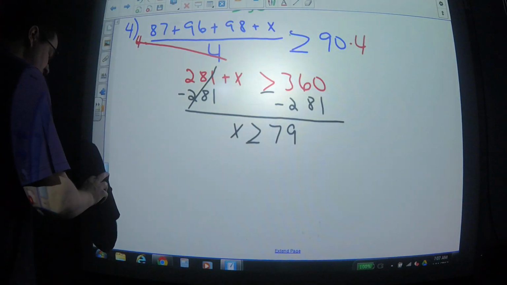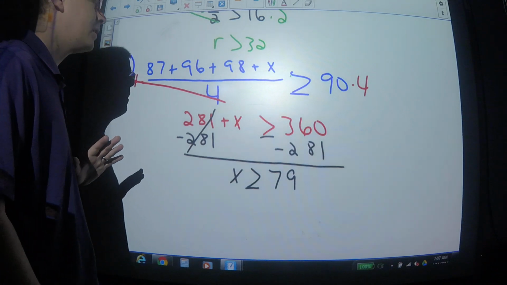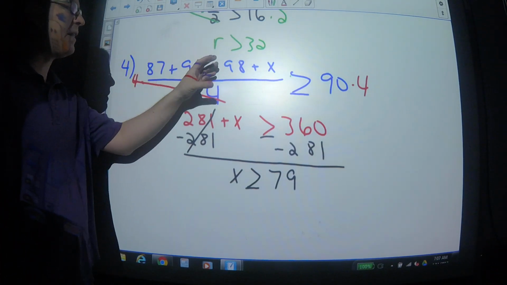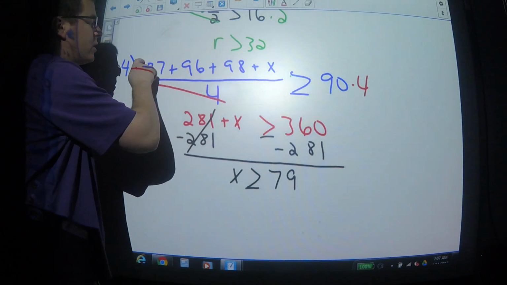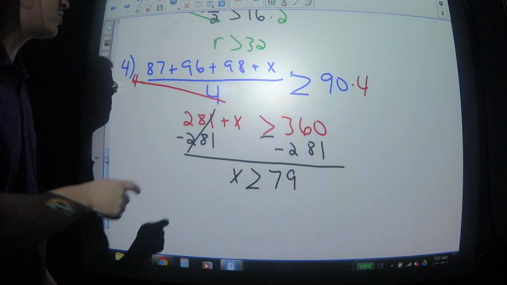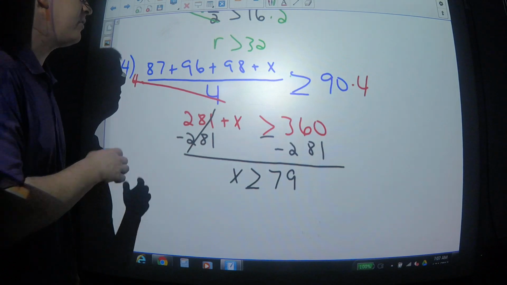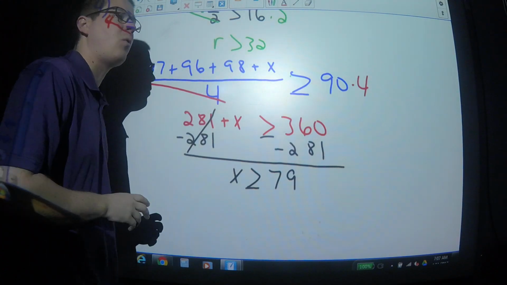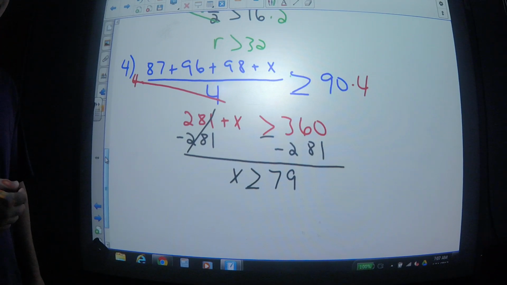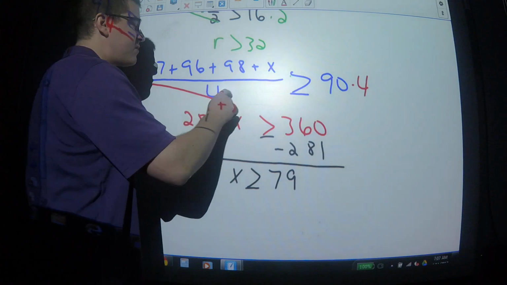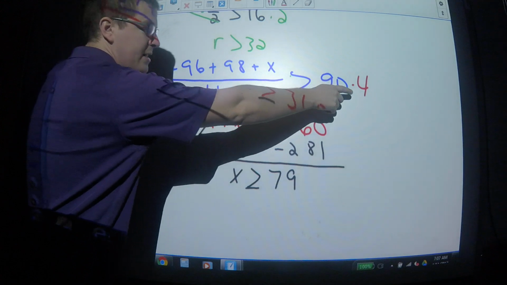Now, the last one looks a little daunting, okay? It looks a little hard, but it's really not, okay? So, looking at this, you can go ahead and add that together. So if I add all those numbers together, I'm going to get 281. So now this, instead of being all these numbers, it's 281 plus x over 4 is greater than or equal to 90. So I need to get rid of this 4 on the bottom, so that way I can then isolate that x. So I'm going to multiply both sides by 4.